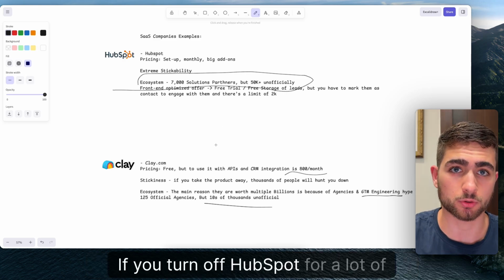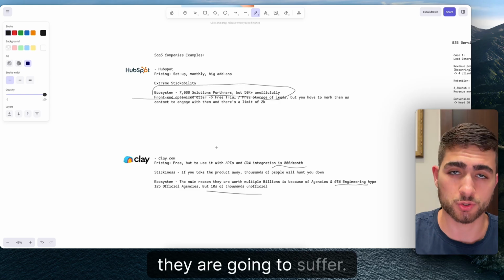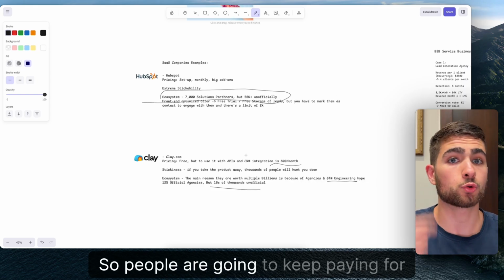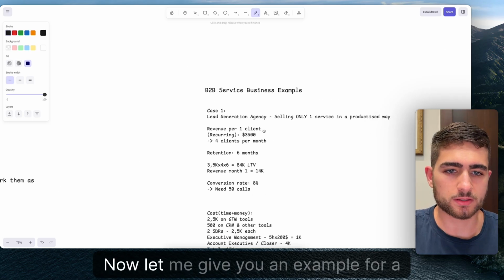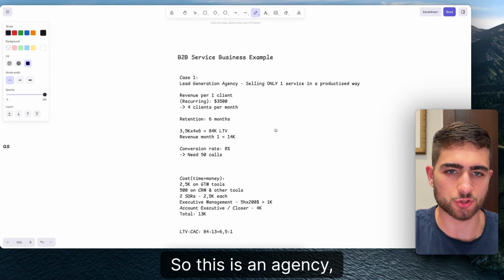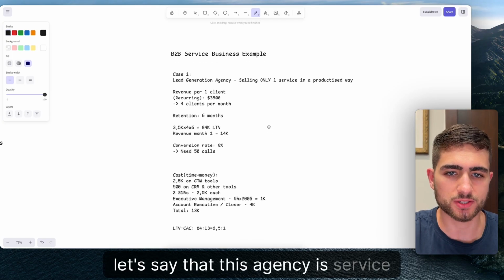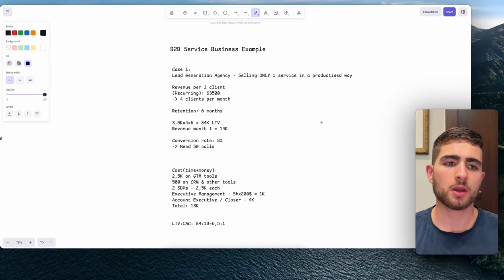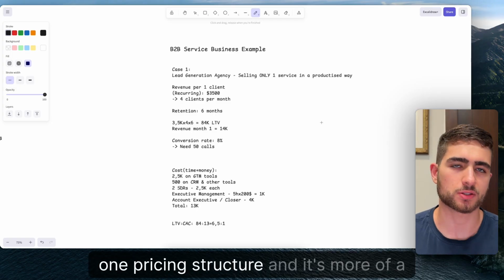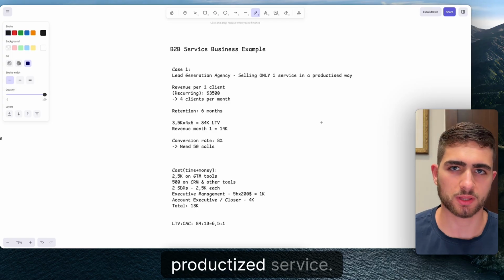If you turn off HubSpot for a lot of companies, they are going to suffer. If you turn off Clay, same thing as well. So people are going to keep paying for that. Now, let me give you an example for a service business. So this is an agency. Let's say that this agency is selling lead generation, but they only have one offer, their one pricing structure, and it's more of a productized service.